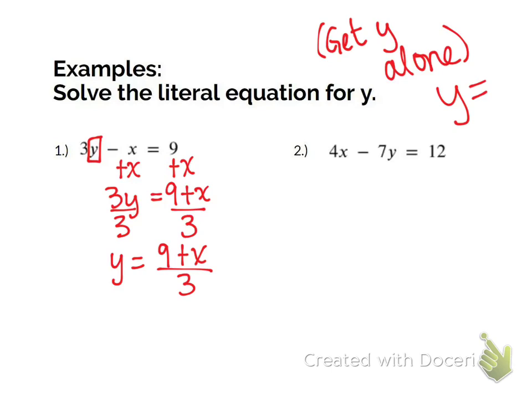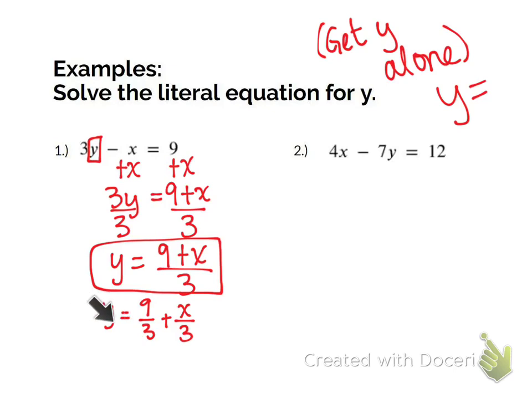There is a way to simplify this if we were to break up our division bar. So I will show this to you. I am not necessarily expecting that we have to do it this way. If you were to give me y equals 9 plus x all divided by 3 as your answer, I'd be fine with that. But if we split up our division and divide both 9 and x by 3, what could simplify?